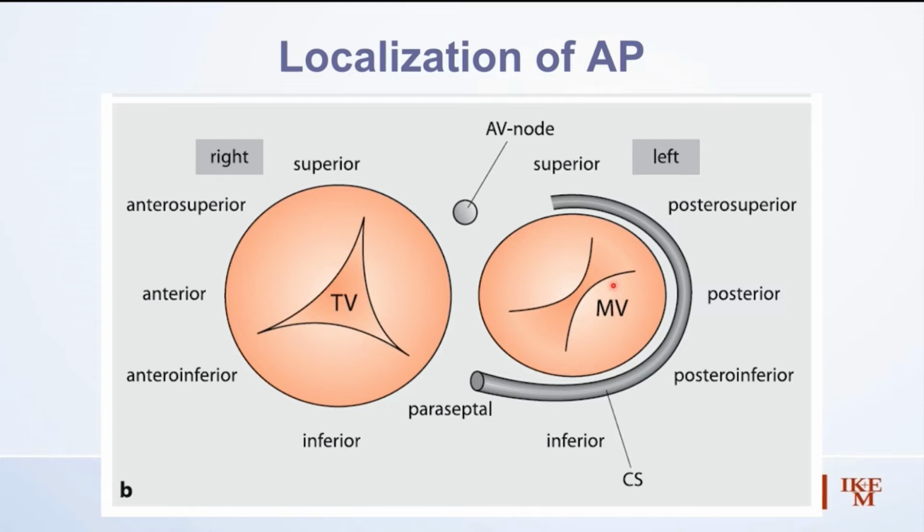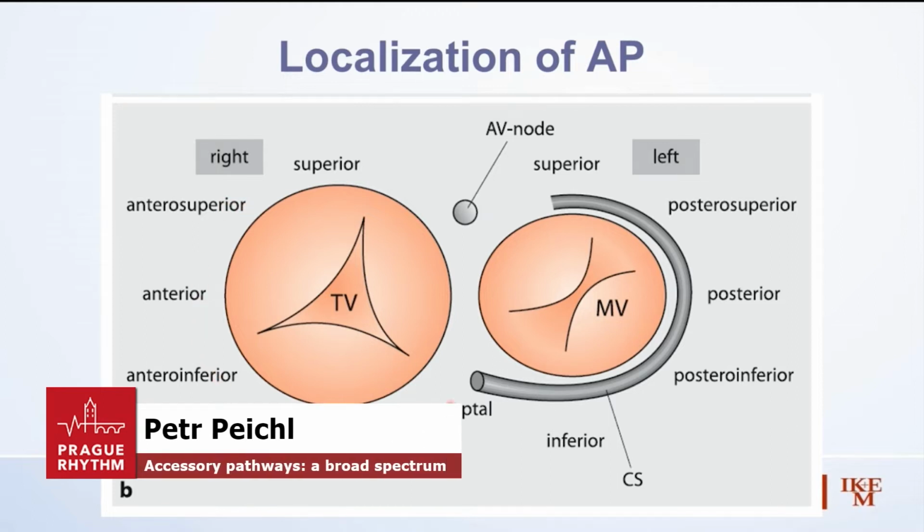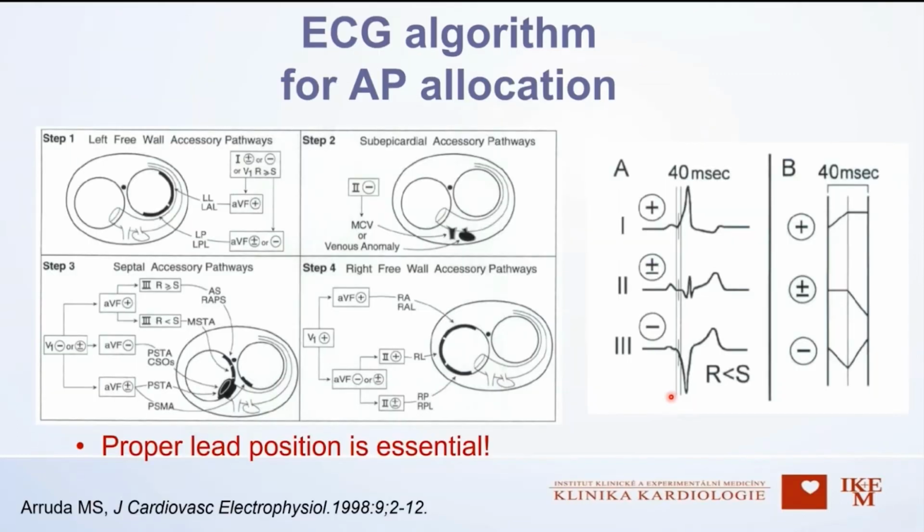When we talk about the accessory pathway, we generally still use this kind of description, which is an LAO position of the pathway compared to the mitral and tricuspid valve. So we talk about anterior, posterior, paraseptal accessory pathways compared to this. This is the best way to describe accessory pathways. We should use ECG algorithms for accessory pathway localization. There are different ones out there. This is the one that I would suggest because I think it's quite simple.